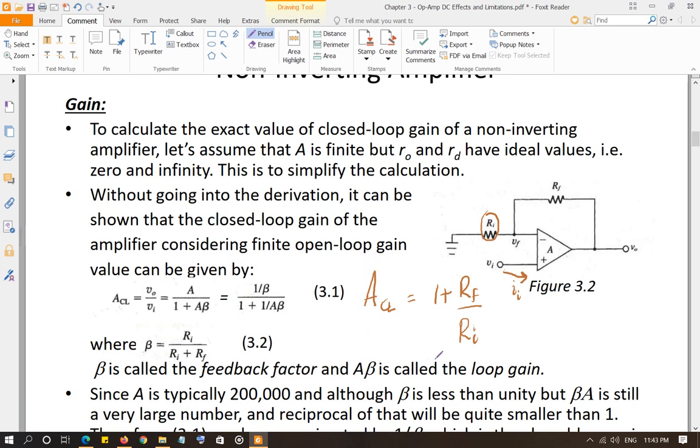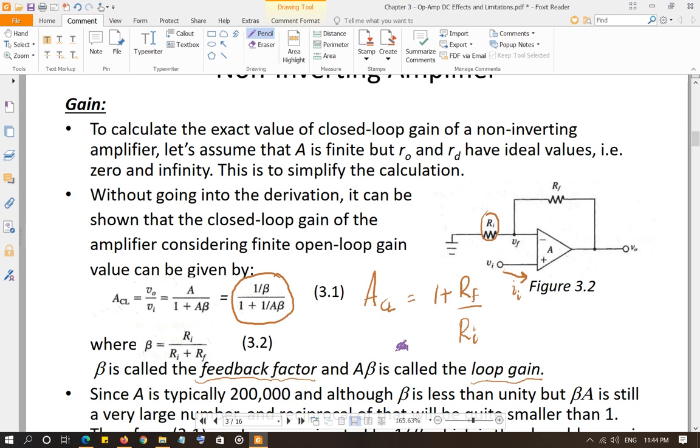So this is the ideal gain that we derived in the last chapter. Now the non-ideal gain, if you assume that A is non-ideal, not infinity, is given by this equation right here. A is the open loop gain and beta is called the feedback factor, or voltage feedback factor. Sometimes you call it voltage feedback factor and sometimes feedback factor, it is the same thing. Also, A times beta is called loop gain, and it is coming from control theory, and the complete derivation is given in the book.